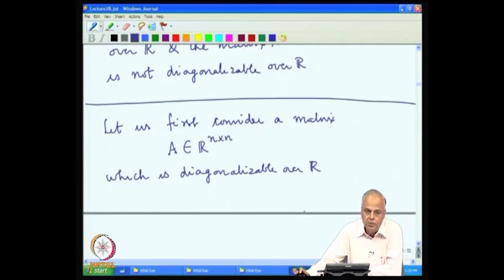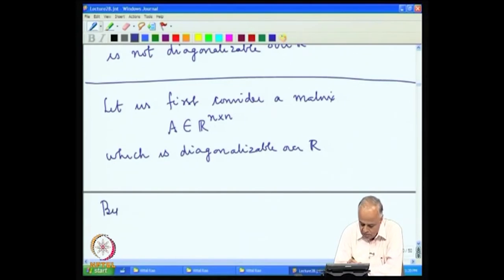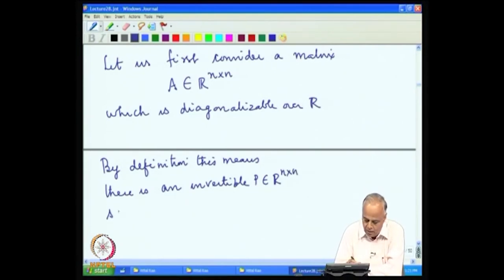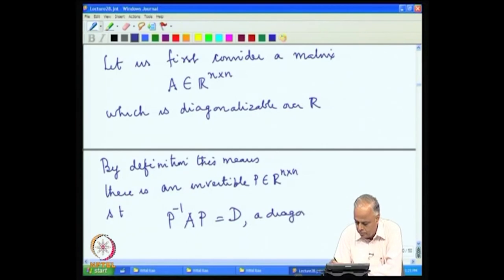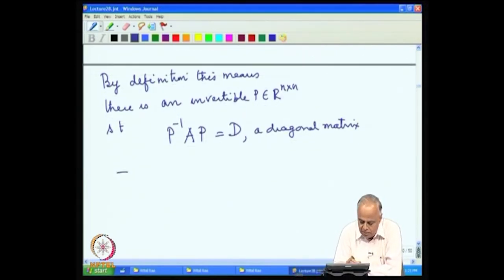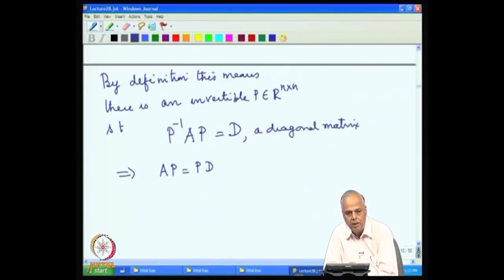Okay. Now, what does this mean? By definition, this means there is an invertible P in real n cross n such that P inverse AP is equal to D, a diagonal matrix. Now, let us write this in a different form. This implies AP is PD. Multiplying both sides on the left by P, we get PP inverse AP, which is AP, and the right side becomes PD. Now, let us look at each one of these sides, left side and right side, carefully.